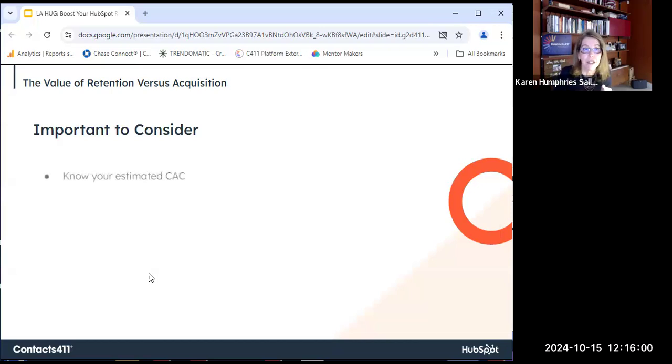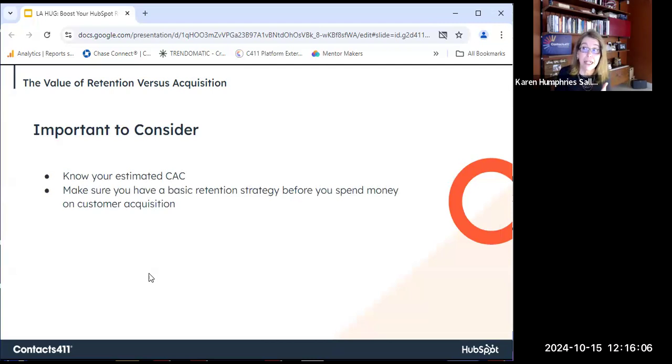Some important points to consider. You've got to know your CAC. We already said that. Make sure you have a basic retention strategy before you spend money on all those acquisitions and buying all those lists. So Lisa and Omi, I think, I forget who else, buying all that acquisition data, that's awesome. That is great. That is how you're going to grow your business.